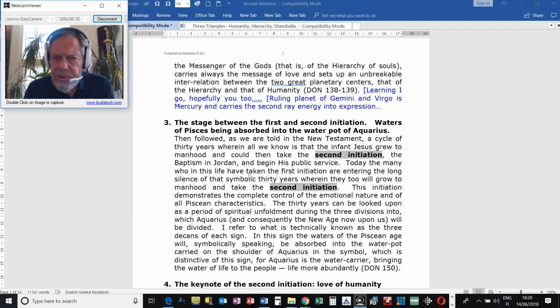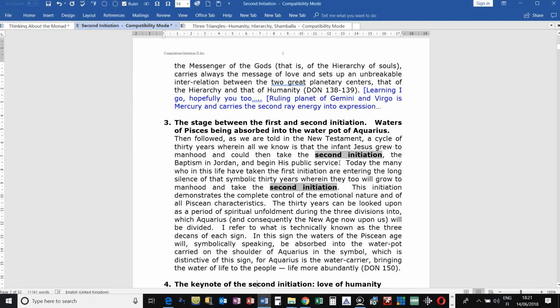Okay, then followed, as we are told in the New Testament, a cycle of 30 years. This is after the birth, I assume, wherein all we know is that the infant Jesus, Jeshua, grew to manhood. And if we believe the Agni Yoga story, at a certain point, I guess his name was Issa, he went to India and learned a lot and maybe met those with whom he would be working in the future in deep subjectivity. So the infant Jesus grew to manhood and could then take the second initiation, the baptism in the River Jordan, as we call it, a great purification, especially of the astral nature, but leading also, I would say, because the desire nature is purified, to the purification of the physical nature, the final stages of that. So the second initiation, the baptism in Jordan, and began his public service.